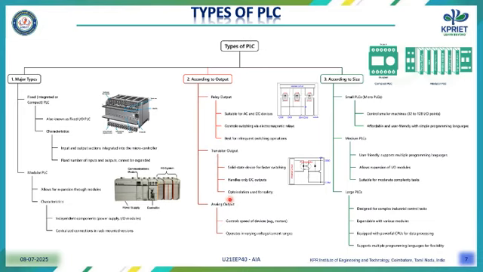The third one is analog output type PLC. Control speed of devices, for example, motors. We can control the speed of the motors. Operates in varying voltage and current ranges. So this is actually analog output type PLC.